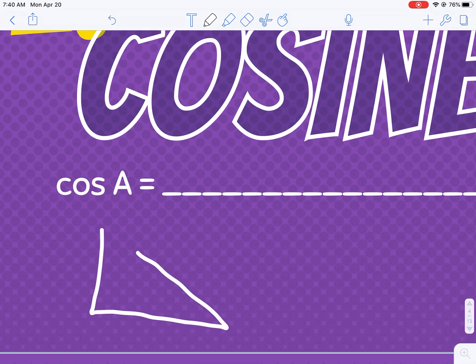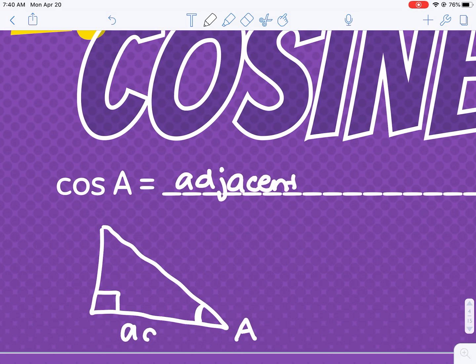Cosine then, in that same triangle, if A was hanging out down here, there's my right angle. Cosine will be the adjacent side, which is the side that is touching angle A, so not the opposite and not the hypotenuse, divided by the hypotenuse.